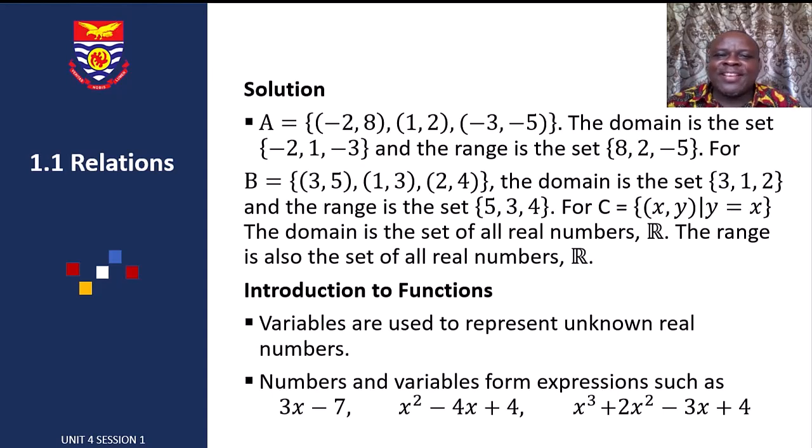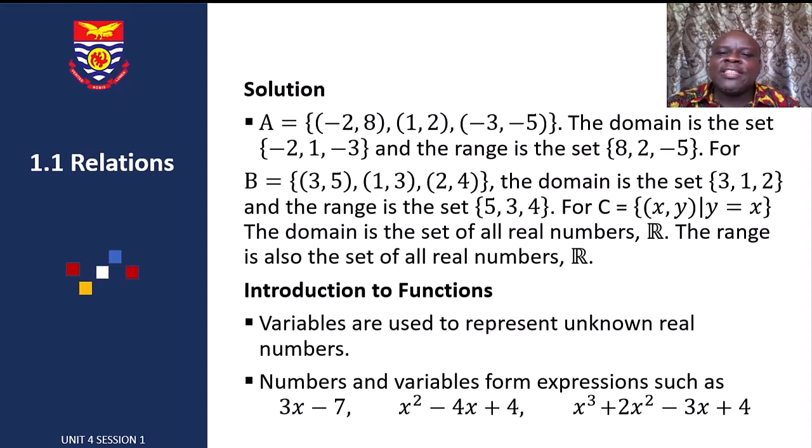For the first set, the domain will be -2, which is the first entry for the first pair, 1, which is the first entry for the second pair, -3, which is the first entry for the third pair.